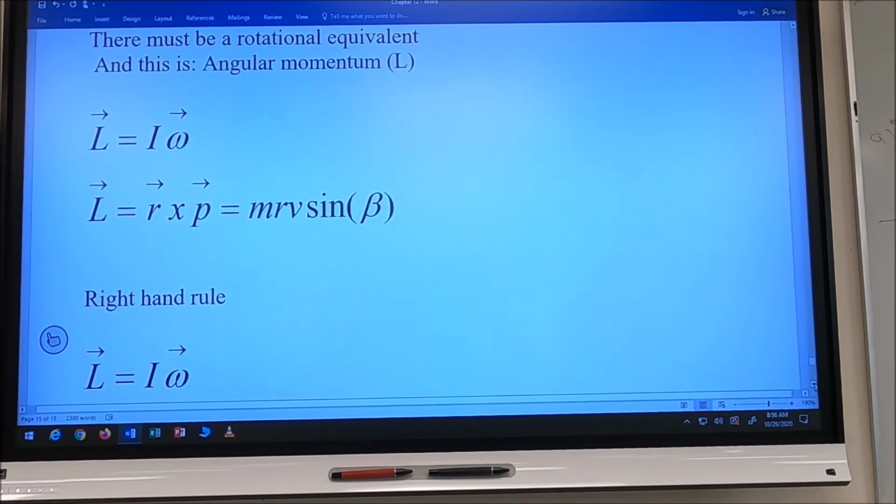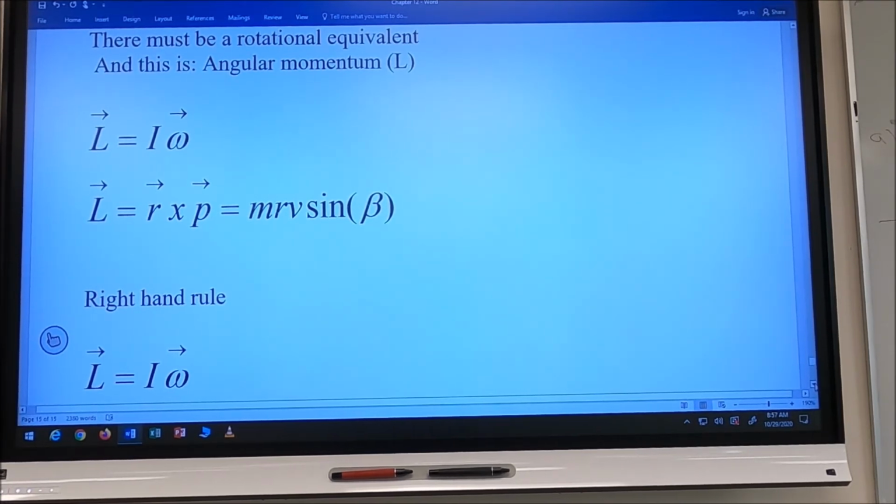Well, guess what? There's a rotational equivalent. Angular momentum, L. L is equal to I omega. Or you could say L is equal to R times P, the momentum of an individual part, or MRV sine beta. Now don't worry about that too much, but know that L is equal to I omega.